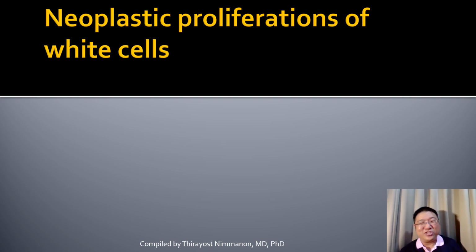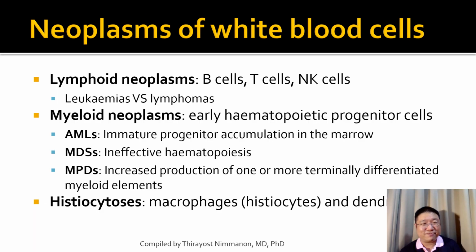So now I'm going to talk about maybe the biggest part of the lecture, the neoplastic proliferations of white cells. Neoplasms of white blood cells can be divided into three big categories. The first one is lymphoid neoplasms. They are the neoplasms of B cells, T cells, or NK cells. The diseases are called leukemia or lymphomas.